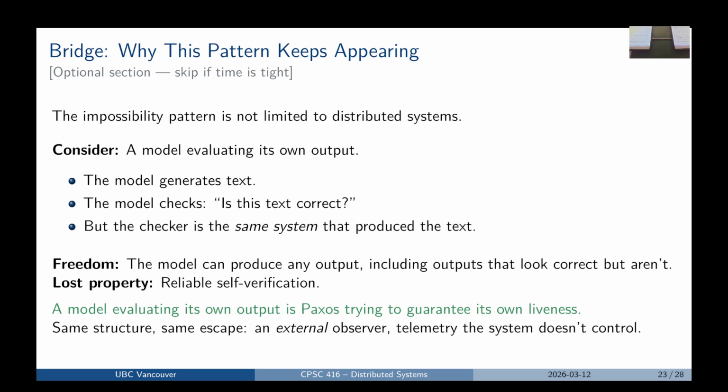Impossibility isn't limited to distributed systems, right? This is a model. An AI actually generates text, and you have the model check to see if this text is correct. This is a good example, one that I've been using a lot lately. The checker that does this is the same system that produced the text. How do you know an AI, an LLM, is lying to you? You can ask it, right? It'll tell you, sure. How many of you have used an AI? How many of you had one tell you something that you know is not true? But if you ask it if it's true.